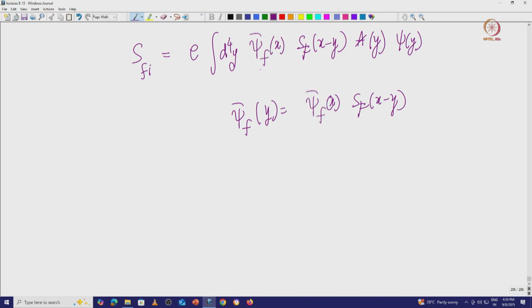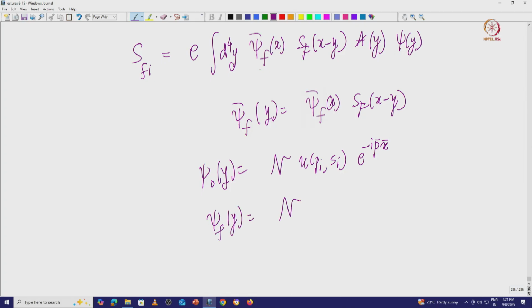Now this is at the initial point essentially. Now psi of y is some normalization times u of p, the initial state, e to the power minus i p dot x, and psi final of y is also some free particle u wave function.